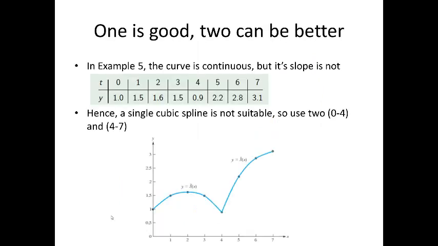Now, one is good, but two is better. So here we have an example where the curve is continuous, but its slope is not. And we kind of ran into this before. So what we do is we use two cubic splines. One runs between 0 and 4, and the other runs between 4 and 7. And the two curves in this graph will have two different slopes, but they go together to make a cubic spline. So why are splines so smooth, or are they?